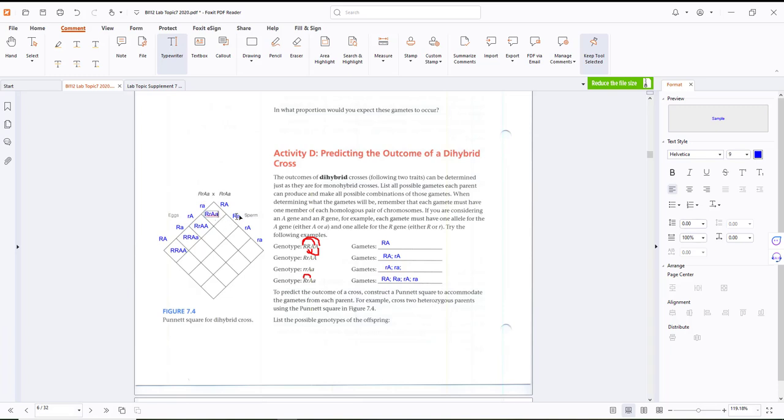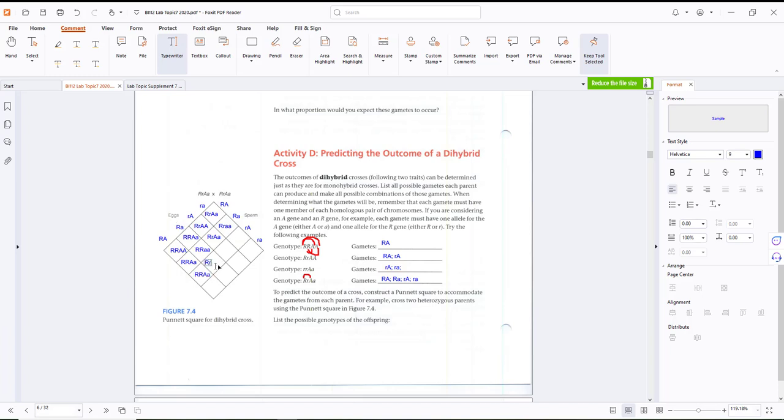Now I'm going to do this one and this one. Big R, little a, little a. This one and this one. Big R, little r, big A. This one and this one. Big R, A. This one and this one. Big R, big A. And then this one and this one. Big R, A, little a. This one and this one.